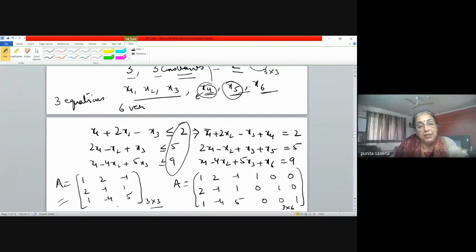ठीक है ना? अब 3 cross 3 था, रैंक तो 3 होना हो सकता था at the most, ठीक है ना? So the rank of A will be less than or equal to 3. इधर भी rank of A will still be less than or equal to 3. But now we have 6 columns. Here we had 3 columns. So I don't know which of the 3 variables will be linearly independent and which of the 3 will be linearly dependent. Is this okay?